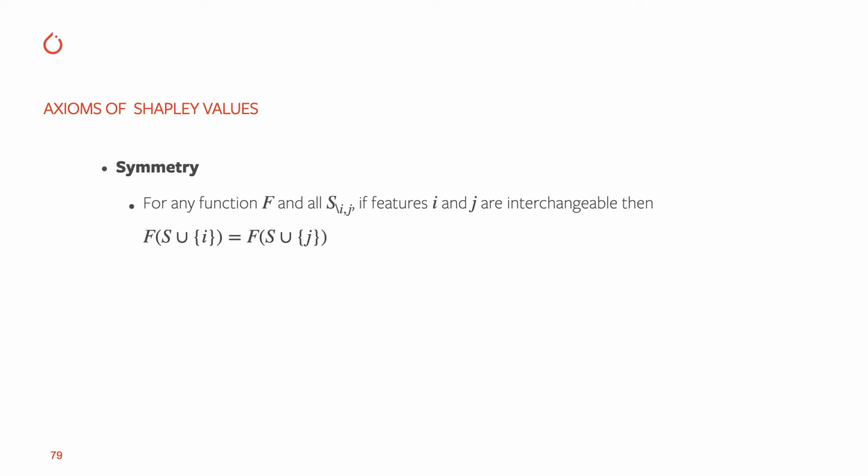Shapley value has some useful and interesting properties, and I would like to talk a little bit about them. One of those properties is symmetry, which states that for any function f and all subsets S that do not contain features i and j, if i and j are interchangeable, then the function's value at S including i is equivalent to the function's value at S including j.